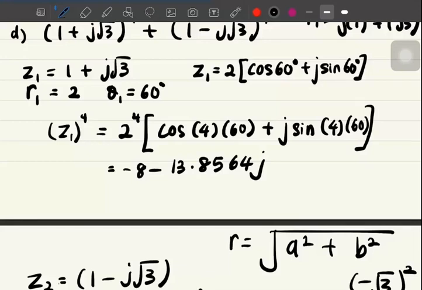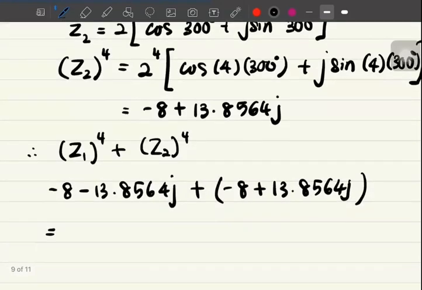Okay. 2 kuasa 4 tu kan? 16 sin 240. Negatif 13.8564. So you should get your answer is equals to negative 16. Sebab yang dua ni kan sama, so kita boleh cancel. Tambah tolak, so habislah. Sebab tu lah pentingnya awak gunakan decimal place yang sama. Okay. Kalau sekejap guna 2, sekejap guna 3, dia akan affect awak punya jawapan akhir.